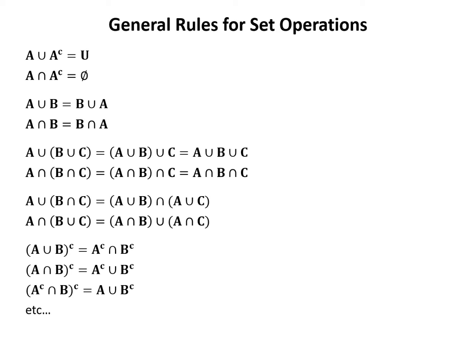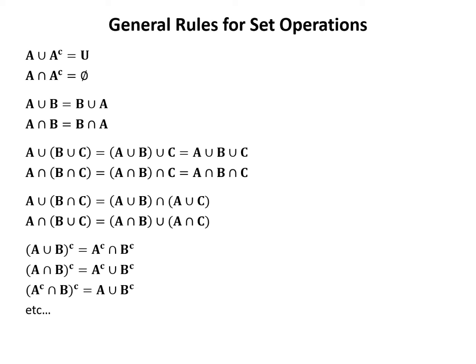And next we see that the intersection between any set and its complement must be the empty set, because any element in the universal set will either be in some other set that we define in it or in its complement. So there's no overlap between the two. The next two rules explain to us simply that when you're taking the union or intersection between sets, the order doesn't matter. So A union B is equal to B union A, and A intersection B equals B intersection A.